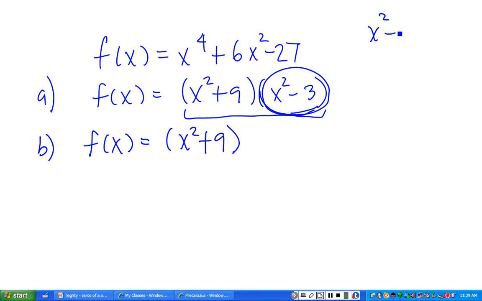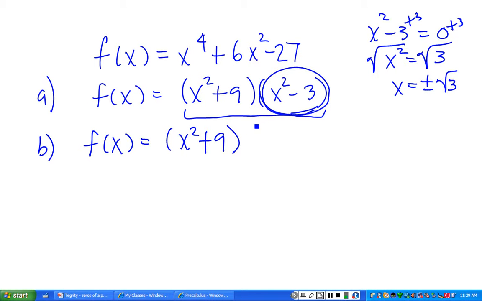So if you do x squared minus 3 equals 0, you add 3 to both sides, get x squared equals positive 3, and then do the square root of both sides, get x equals plus or minus the square root of 3. Therefore the factors are x plus the square root of 3 and x minus the square root of 3.